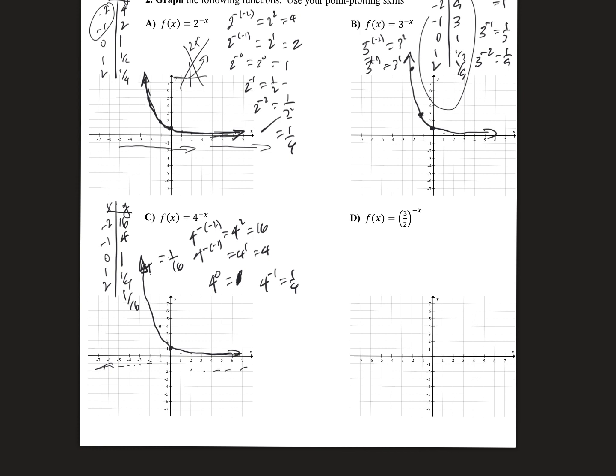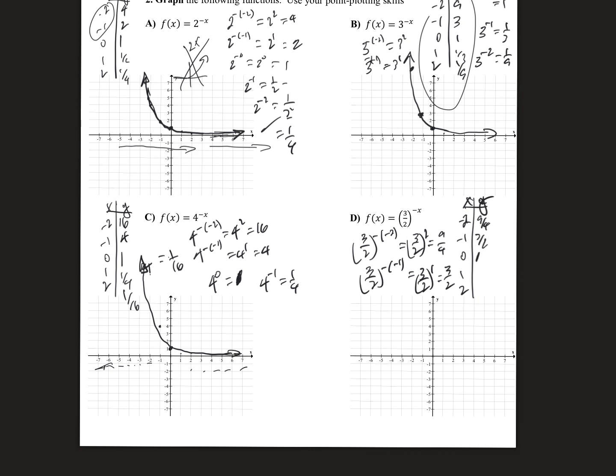All right, and so without any further ado, we expect the same thing to happen with this one, right? So let me put my points together here: negative 2, negative 1, 0, 1, and 2. So 3 halves to the opposite of negative 2 becomes 3 halves squared. So we're going to get 9/4. Alrighty, 3 halves to the opposite of negative 1 is going to become 3 halves to the first power, which is just 3 halves.